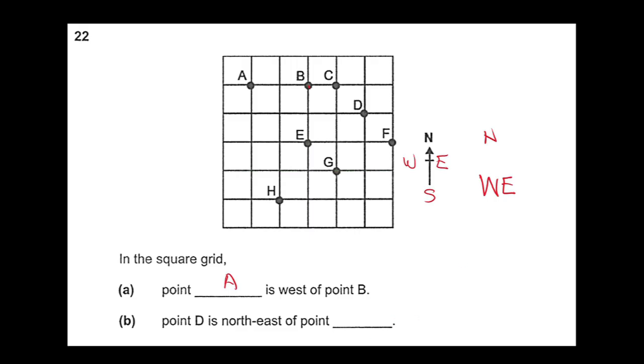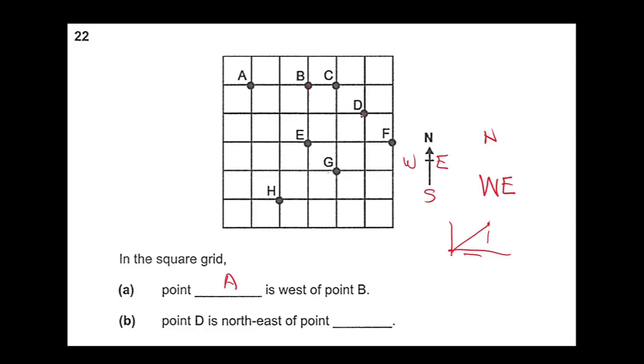This is quite straightforward. Point D is the northeast point of what? First you must see northeast. Northeast must be this direction, and northeast means that this length and this length must be the same. Then you say that this is northeast. So point D is here. The possible answer could be E, G, or H.